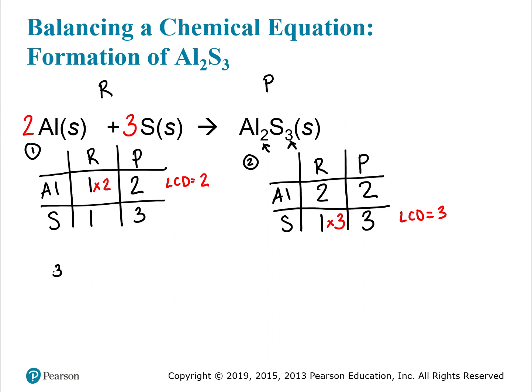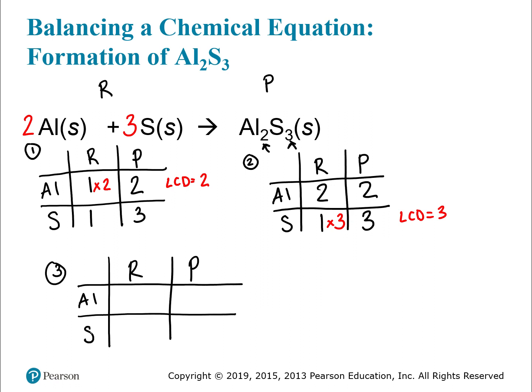We do our final table just to check and make sure that we are actually balanced, like our chart suggests we should be. On the reactant side, I have 2 aluminums and 3 sulfurs. On the product side, I have the same thing. So check and check.